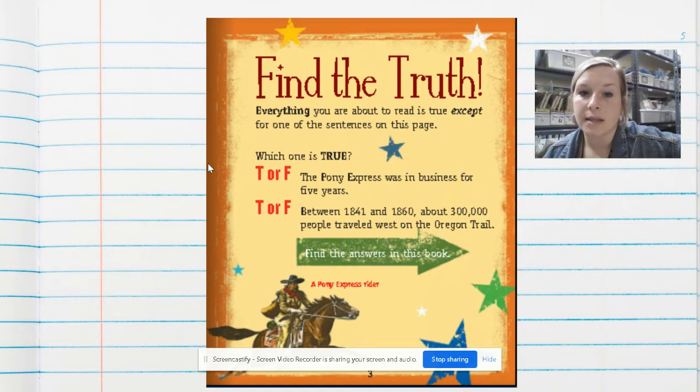So is it true that the Pony Express was in business for 5 years? Or is it true that between 1841 and 1860, about 300,000 people traveled west on the Oregon Trail? You can go ahead, think about it, take your pick, and throughout this book, we'll find out which one was our truth.